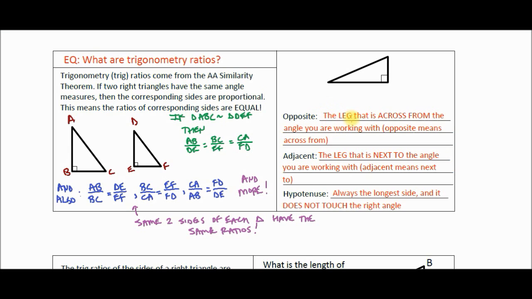Write these definitions down as I talk through these. The leg opposite means the leg that is across from the angle you are working with. And think about it, opposite means across from. Adjacent means the leg that is next to the angle you are working with. Adjacent means next to. If you're standing next to somebody, you are adjacent to them. If you're in one corner of the room and the other person's in the other corner of the room, you're opposite of them. You're across from them. And the hypotenuse is always the longest side, and it never touches the right angle.